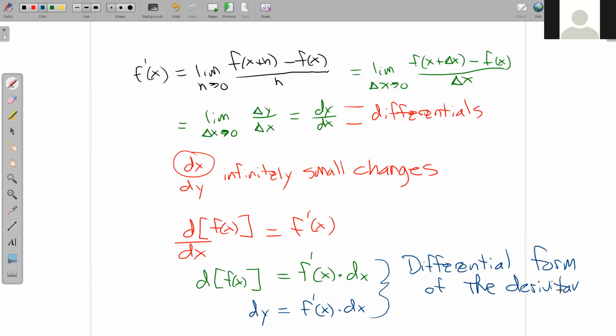Derivative. Ooh, that did not come out right. Derivative. There we go. Sometimes I have trouble getting letters in the right order.